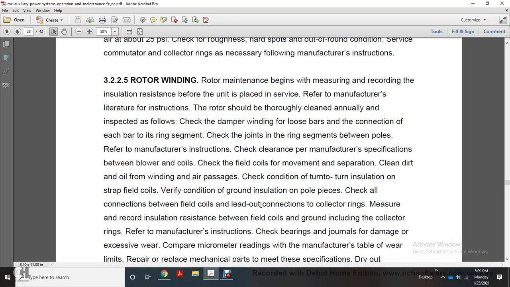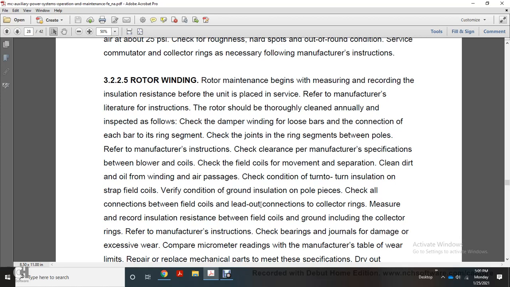Check the clearance per manufacturer specification between blower and coils. Check the field coils for movement and separation. Clean any dirt or oil from the winding air passages. Check the condition of turn-to-turn insulation on the strap field coils. Verify the condition of the ground insulation on the pole piece.